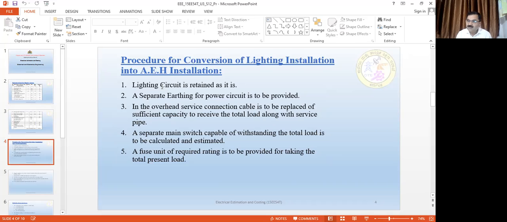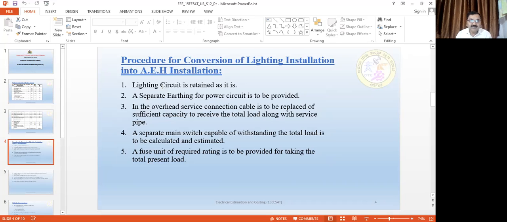So there are some points to be followed here. We have to work out with two headings. One is addition and the other is alterations. Some of the materials already existing have to be replaced by new materials of higher capacity. So that comes under alterations, and we need a separate heating circuit for the domestic appliances. So that comes under additions.